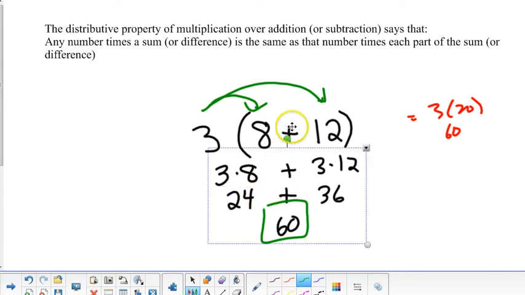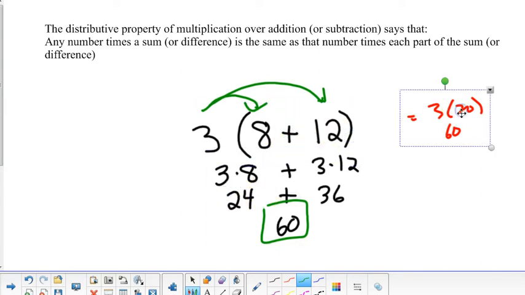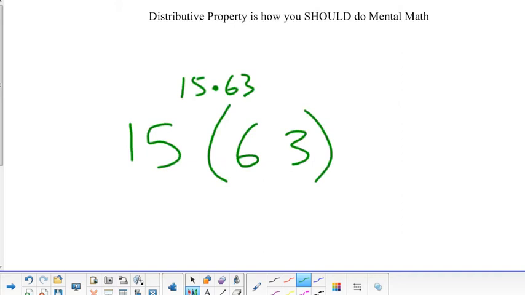Now obviously for this one, we would not be using the distributive property. We would be doing what's over here in red. We would be adding together, because we can add the like terms in there and get 3 times 20. But you could do it the other way.